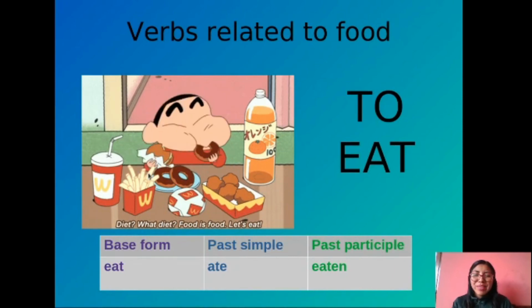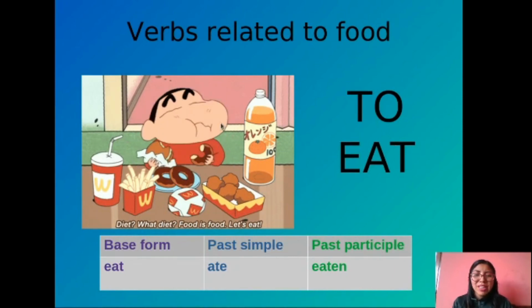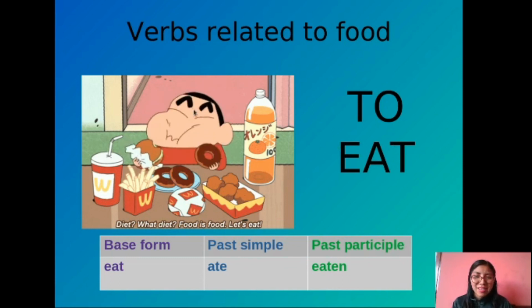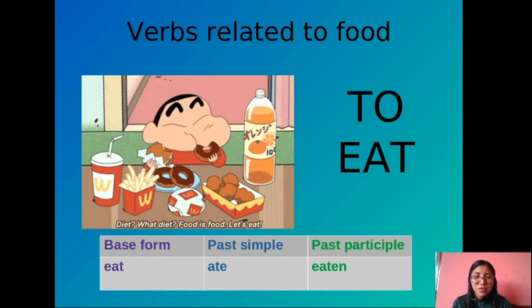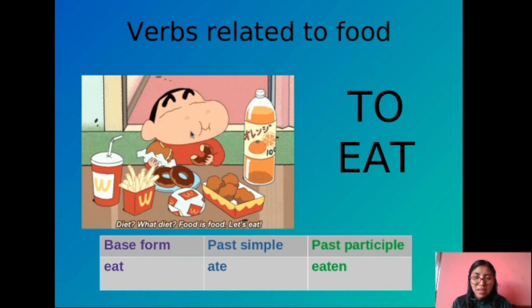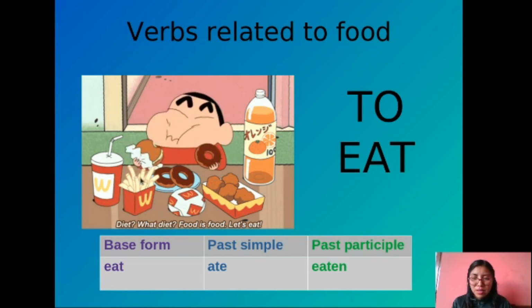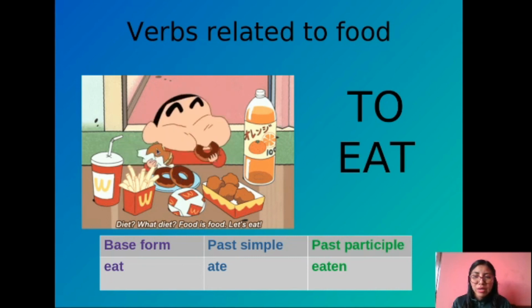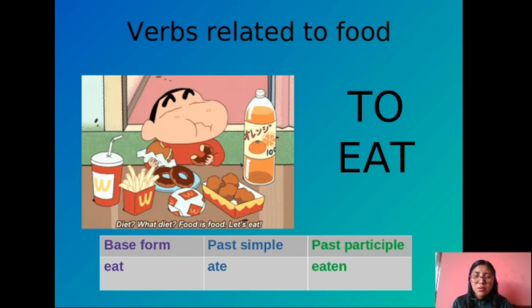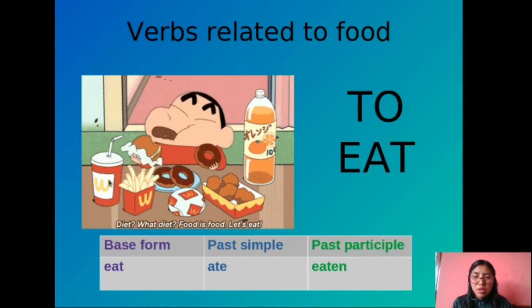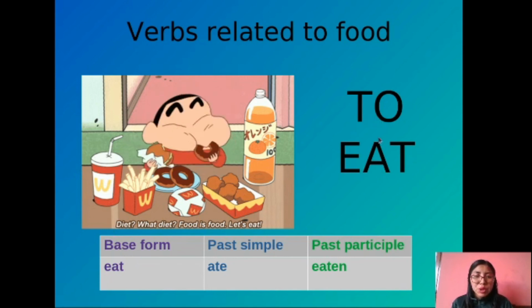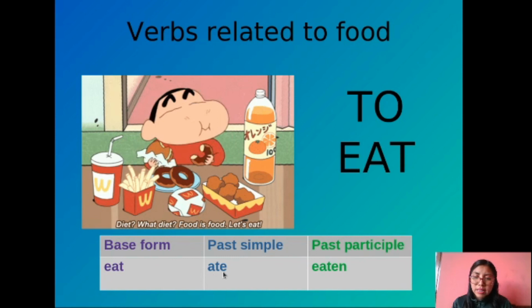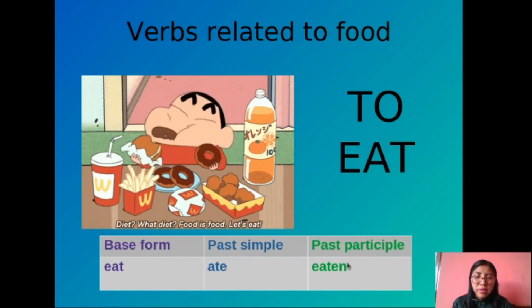Pay attention to the image. To eat. What is he doing? He is eating food. He has chips, donuts, a hamburger. Also, he has a soda, a juice, I don't know. And what are the forms of the verb to eat? The base form, eat, past simple, ate, past participle, eaten.